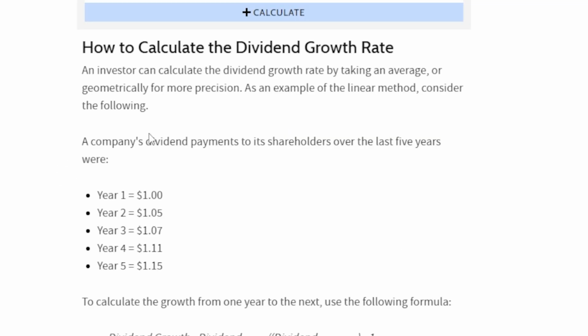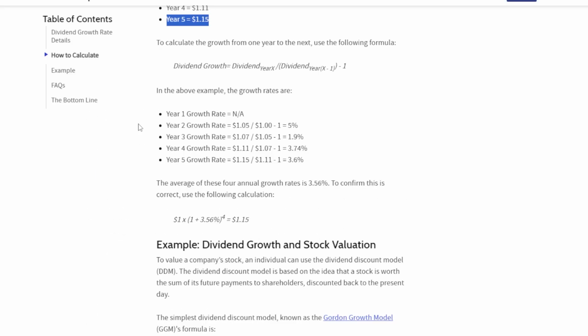Right here it says a company's dividend payments to its shareholders over the last 5 years were year 1, $1, year 2, altogether $1.05, year number 3, altogether $1.07, year number 4, $1.11, and year number 5, $1.15. So to calculate the dividend growth rate is very simple. You basically just take the new dividend amount per year divided by the previous, and in this case, $1.05 divided by $1 minus 1 equals 5%.